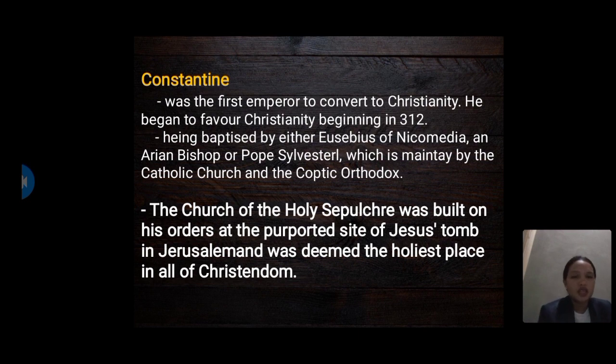Constantine was the first emperor to convert to Christianity. He began to favor Christianity beginning in 312, being baptized by either Eusebius of Nicomedia, an Arian bishop, or Pope Sylvester, which is maintained by the Catholic Church and Coptic Orthodox.